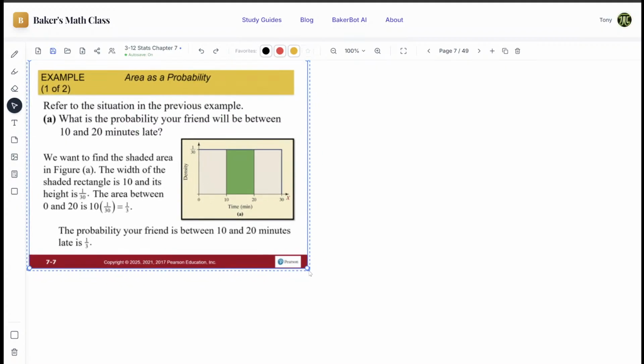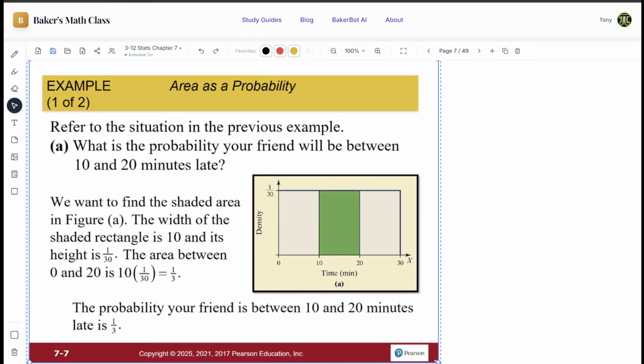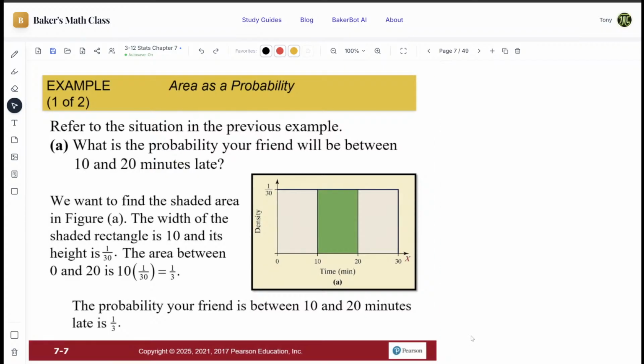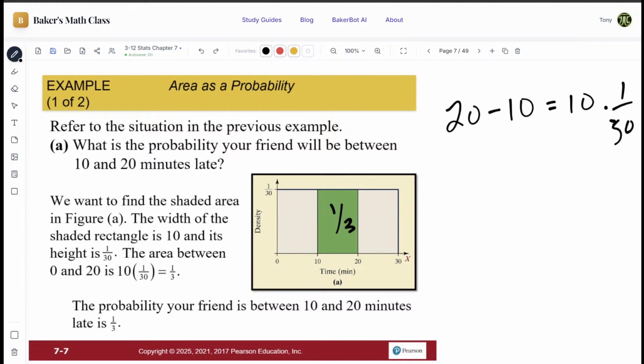So what's the probability that they'll show up between 10 and 20 minutes late? Well, we can just do the 20 minus the 10 and multiply that by 1/30. So the probability that they're going to show up between 10 and 20 minutes late is 1/3, or 0.333, so 33.3%.